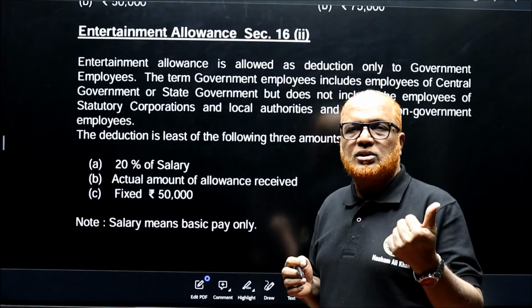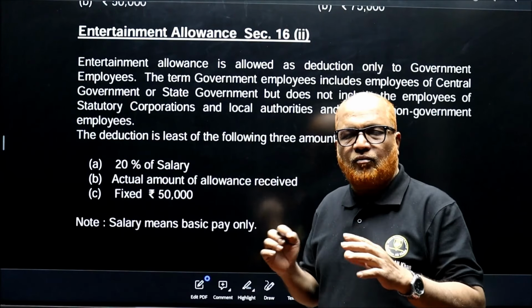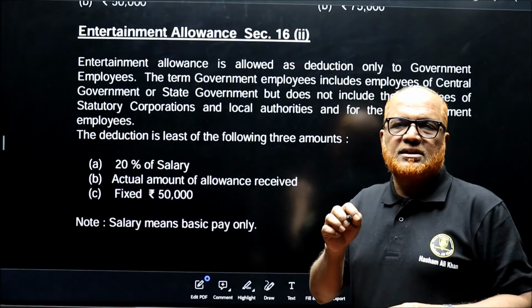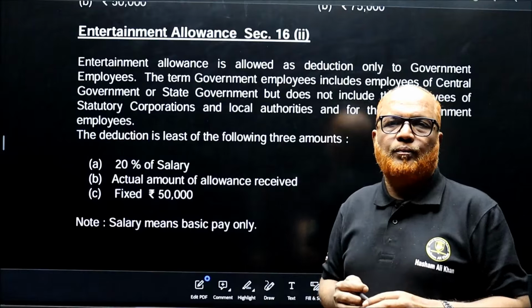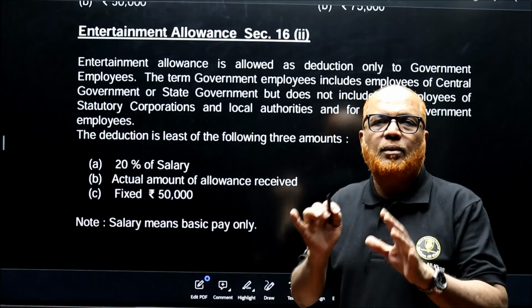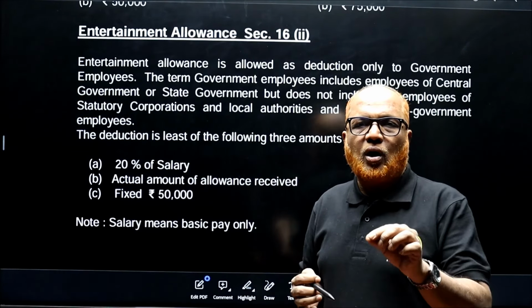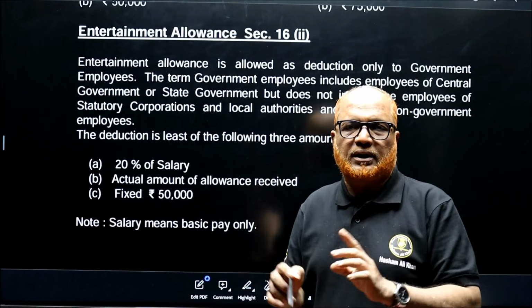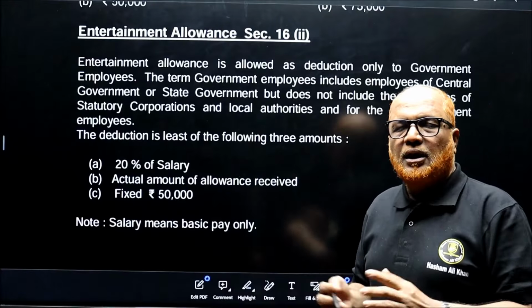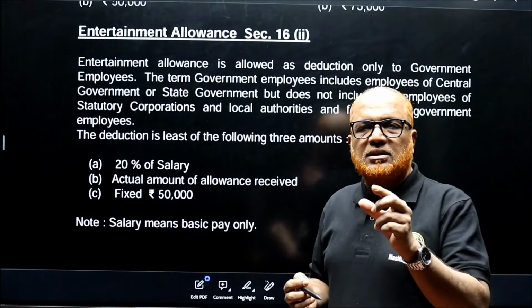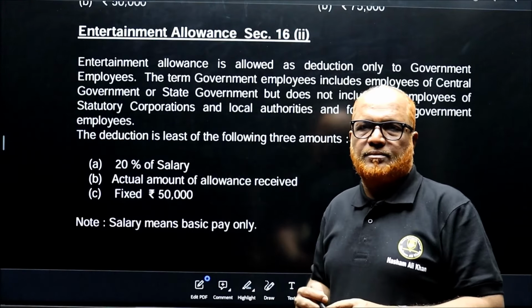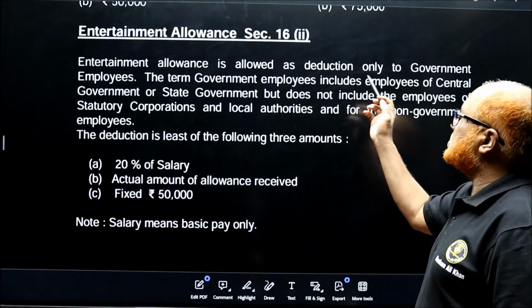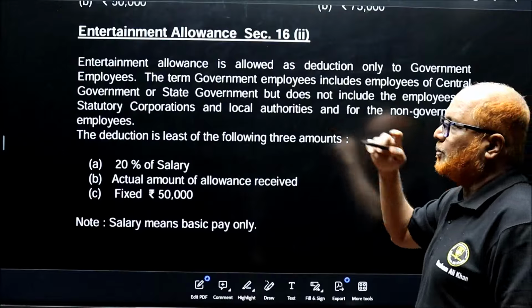If you have not watched, go to that video and watch what the provisions regarding EA are. Entertainment allowance deduction will be allowed only for government employees. For non-government employees, EA deduction under section 16(2) is not allowed. In a previous examination, they asked a theory question regarding this entertainment allowance. So what you have to write: EA is allowed as a deduction only to government employees.